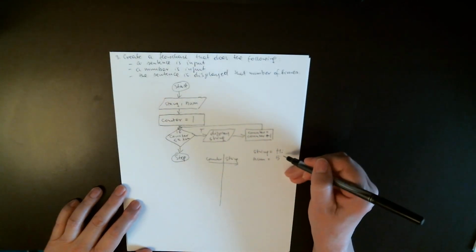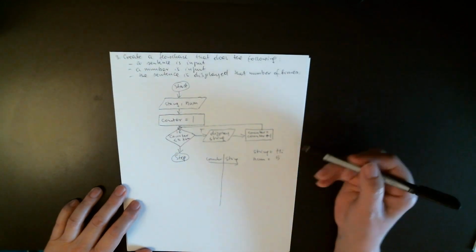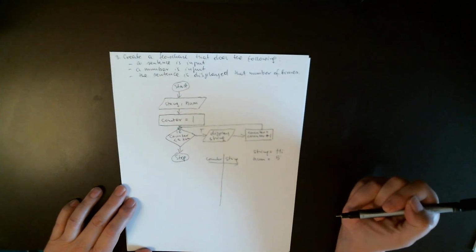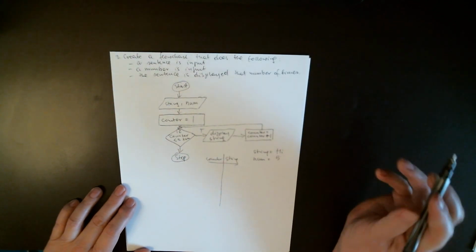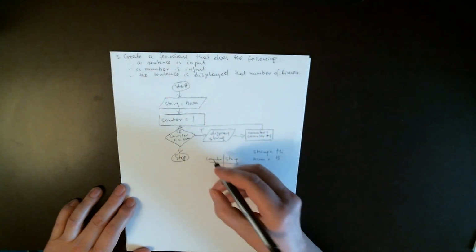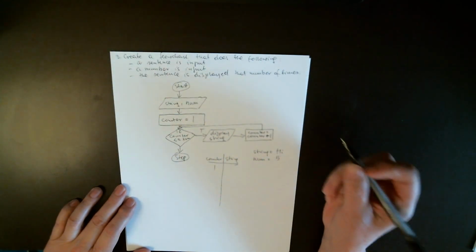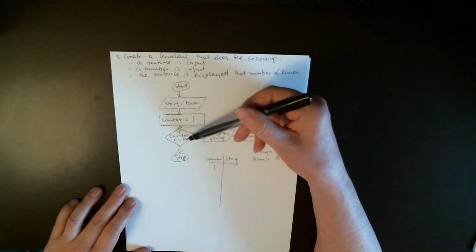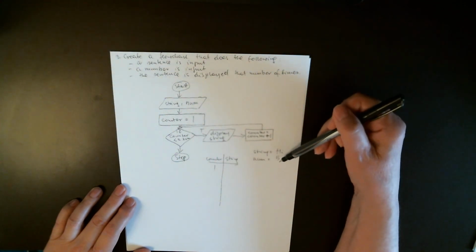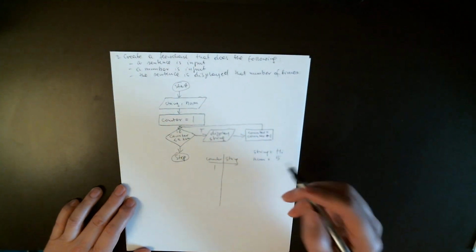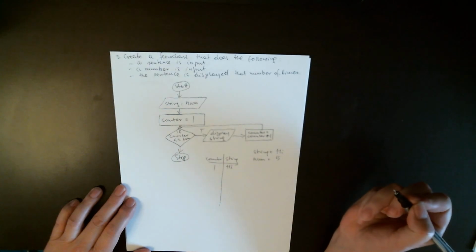Okay, so what we are saying is that the string "high" should be displayed 5 times. Can we check if it works? Sure. So let's go. Now the counter starts with 1. Is 1 less than 5? Is counter less than number? Sure it is. So what are we supposed to do? Display the string. Okay, let's do it.